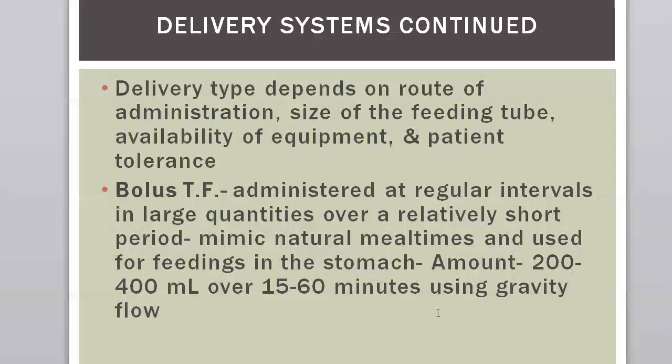So when we talk about a bolus tube feeding, that's an amount of nutrients or formula that's administered over regular intervals in large quantities over a relatively short period. It tries to mimic a natural meal and is used for feedings in the stomach. Usually we give about 200 to 400 milliliters over about 15 to 60 minutes using gravity flow.